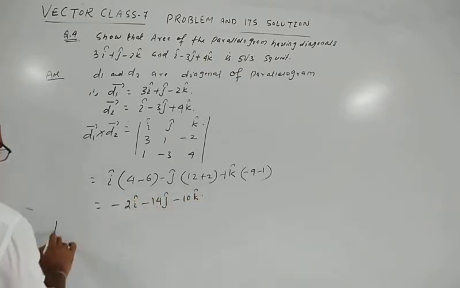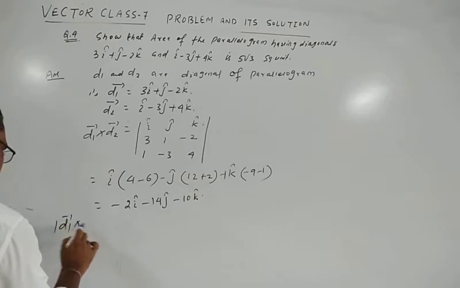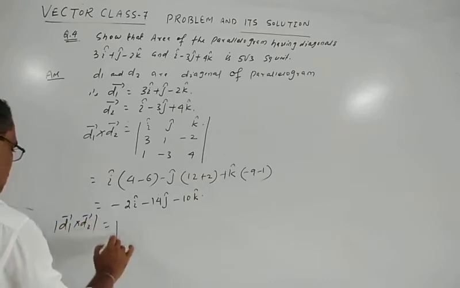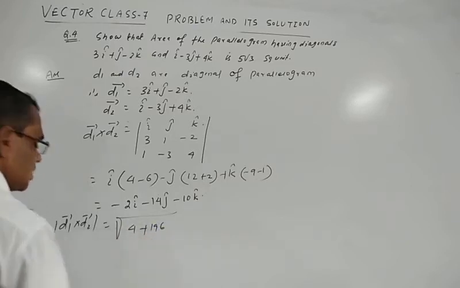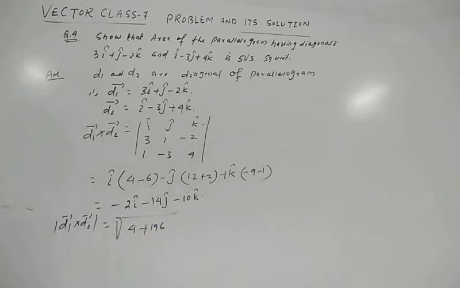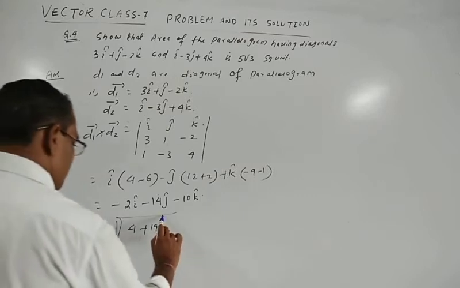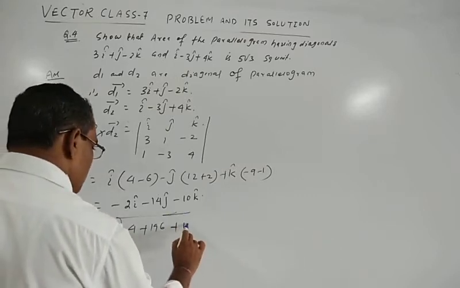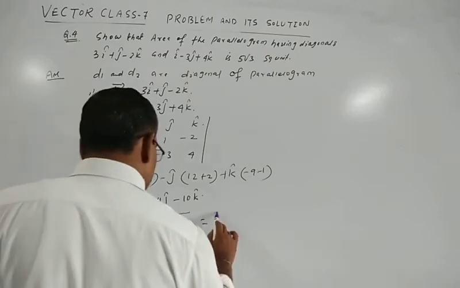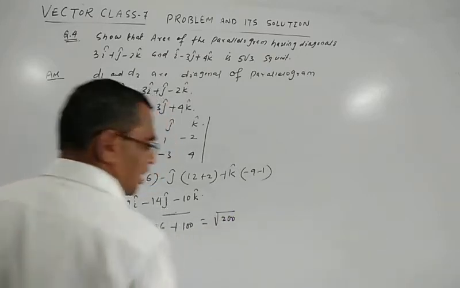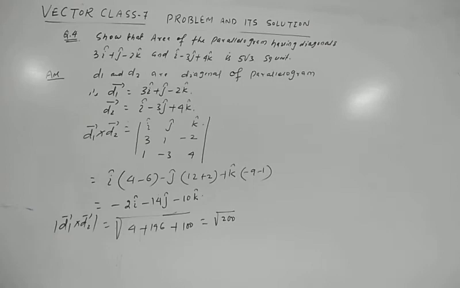So what is its magnitude? The magnitude of d1 vector cross d2 vector is equal to root over 4 plus 196, since 14 squared is 196, plus 10 squared, 100. So this is equal to root 200. So root 200 means this is equal to what?